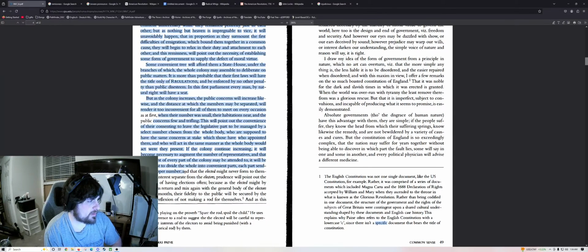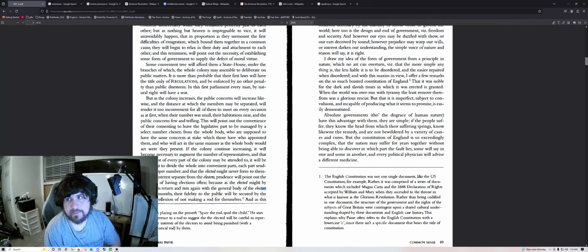Each part sending its proper number, and that the elected, the representatives, might never form to themselves an interest separate from the electors, the people that elect the electors. Prudence will point out the propriety of having elections often, because the elected might by that means return and mix again with the general body of electors. So more often elections means that the elected, your representatives, would have to come back and mix again with the people that elected them.